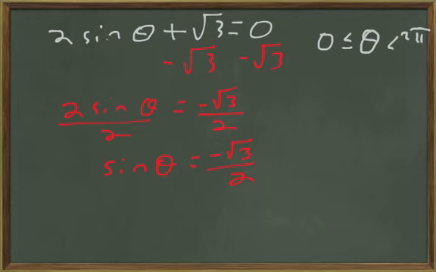Now negative square root of 3 over 2 in the interval, theta is equal to two different numbers. Since we're dealing with the y values, it's going to be in quadrant 3 here, in quadrant 4 there. So based on our unit circle, in quadrant 3, that is 4 pi over 3. And in quadrant 4, that is 5 pi over 3. So based on our unit circle, there are our two answers.